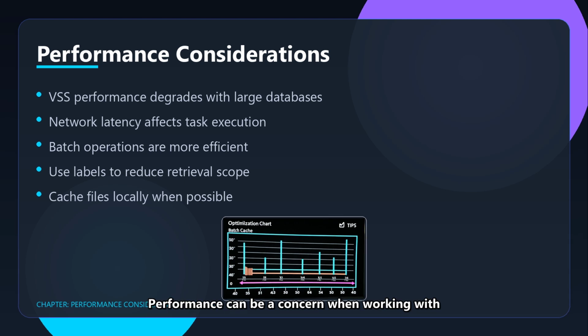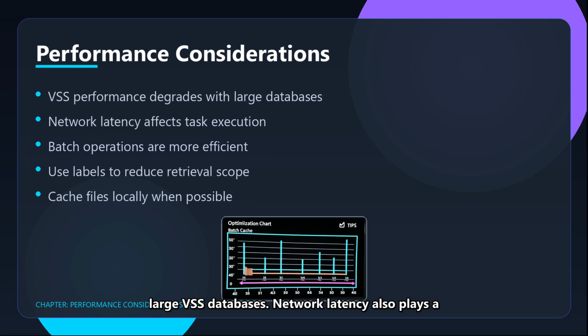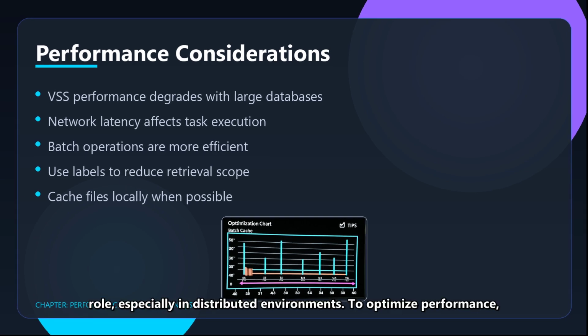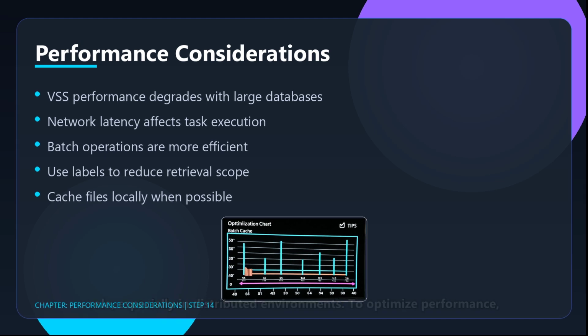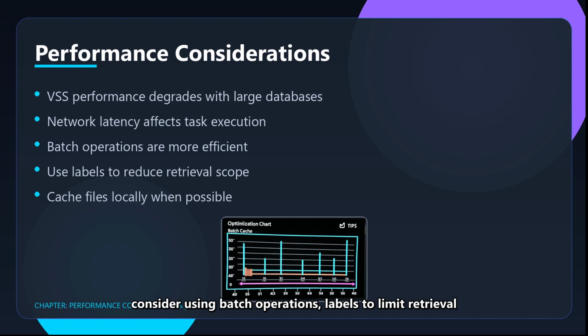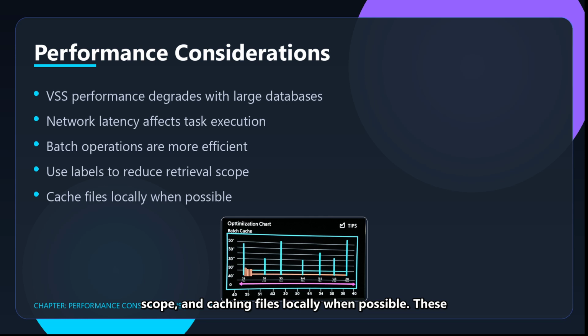Performance can be a concern when working with large VSS databases. Network latency also plays a role, especially in distributed environments. To optimize performance, consider using batch operations, labels to limit retrieval scope, and caching files locally when possible. These practices can significantly reduce build times.